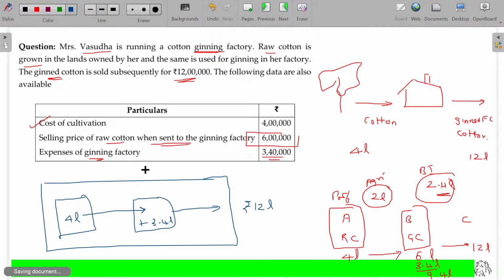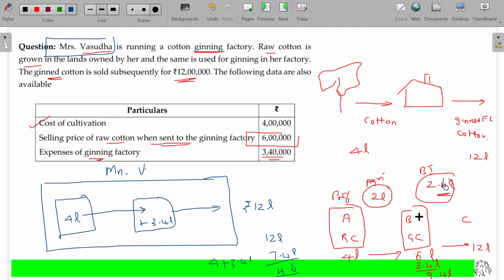In an absolute sense, the owner, probably Mrs. Vasudha, says that 12 lakhs is my revenue. My cost is 4 plus 3.4 lakhs, 7.4 lakhs is my cost. My ultimate profit is 4.6 lakhs. That's how Vasudha says. As I am the owner of the agricultural land as well as the ginning factory, collectively I spent 4 lakhs there, here 3.4 lakhs, overall spending 7.4 lakhs, 12 lakhs is the sale price, my profit is 4.6 lakhs.